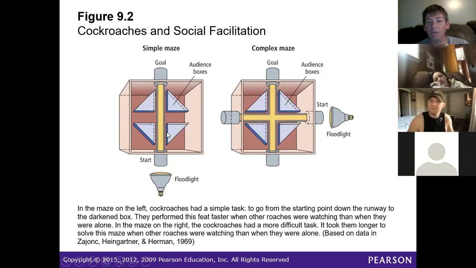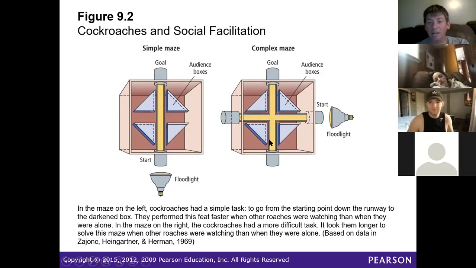Then they did it again, but they put audience boxes in here, and they had other cockroaches in those boxes. And what they found was, in a simple task, because this is a simple task, the cockroaches would go faster to the other side in the presence of other cockroaches. They would be moving faster because it's a simple task and others are around it.